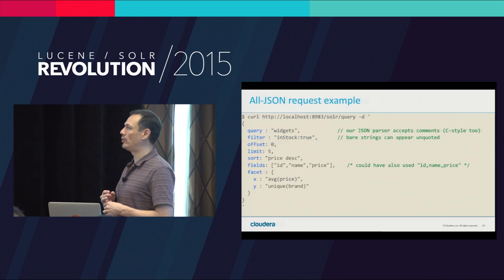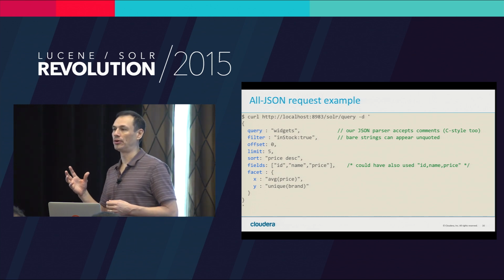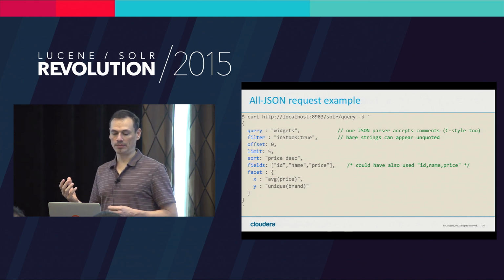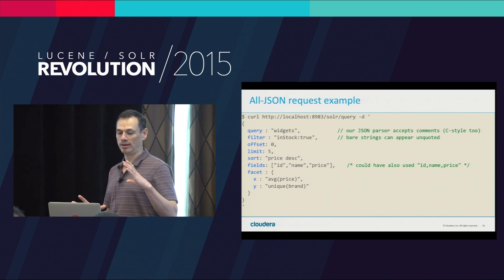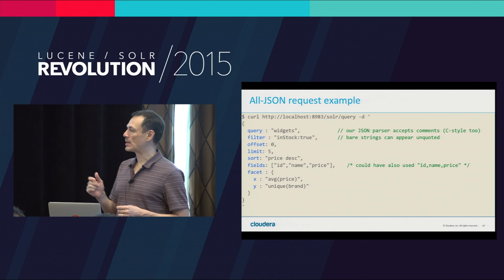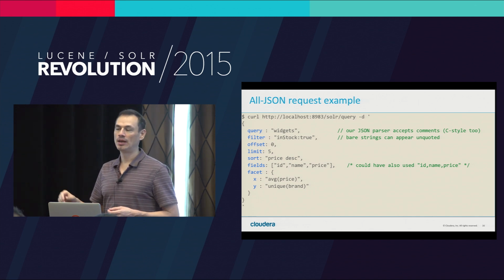Sort of as an aside, we can also do requests to Solr all in JSON now. So in this example, the whole thing is just one JSON body, the whole request. And so we have our query, filter, offset, limit, sort. When we get down to facet, we don't use JSON.facet because we're already in the JSON domain.